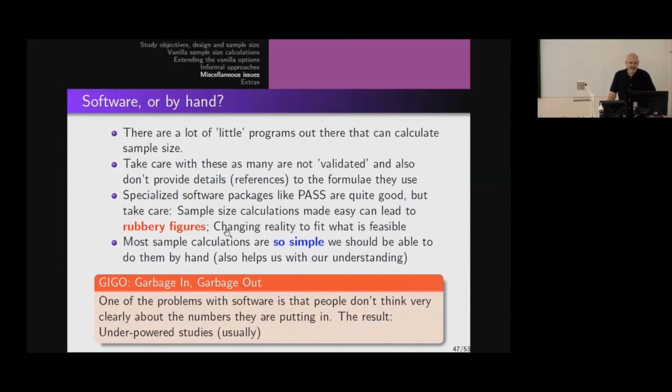The problem I actually have with them is sample size calculations made easy. Not understanding the formula, plugging some values into software makes figures rubbery, okay? So people will change their minimal clinical difference. Do you think minimal clinical difference is something you can change? No. Something is scientifically important or it's not. But if it's very easy to calculate things just by changing numbers, people will change those numbers around until they get the number they want. In other words, they make reality fit feasibility, not feasibility fit reality. Okay, so just be very, very careful. So think of it as a garbage in, garbage out type of issue.